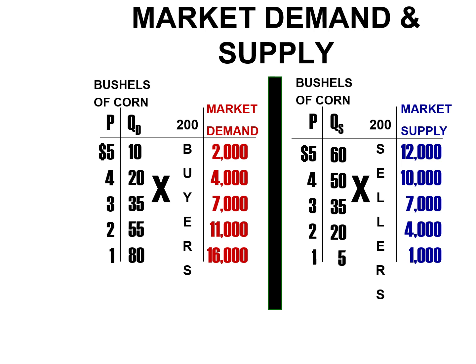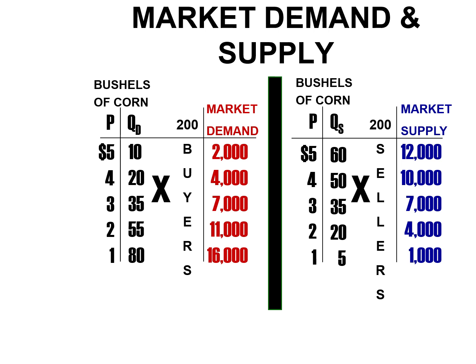What's going on at $2 per bushel? Well, buyers are much more incentivized to purchase corn at $2 per bushel. Buyers are willing and able to purchase 11,000 bushels of corn. Sellers aren't so excited about making corn available for sale. They're willing and able to make available only 4,000 bushels.